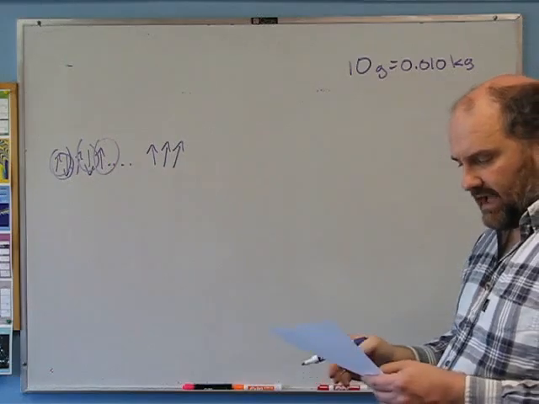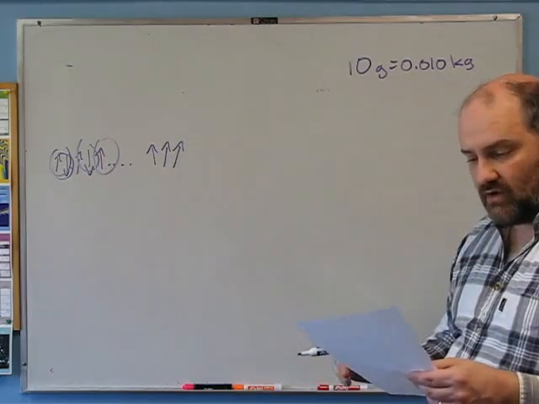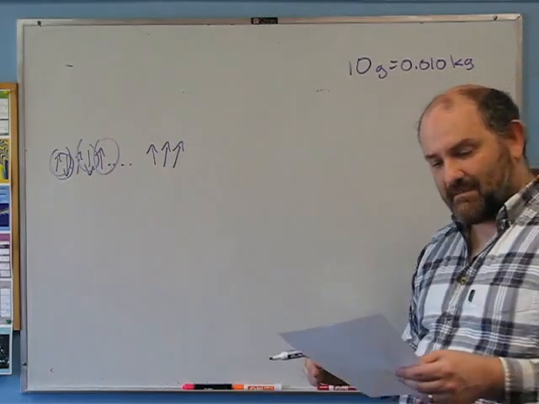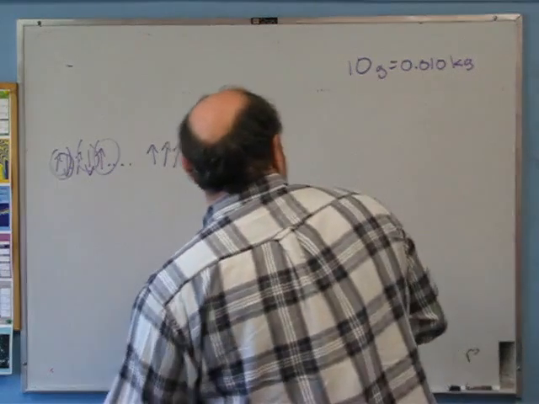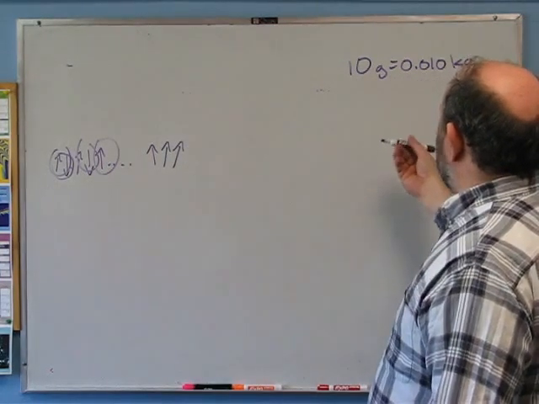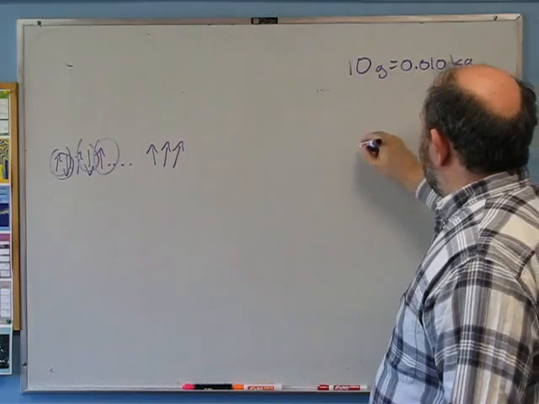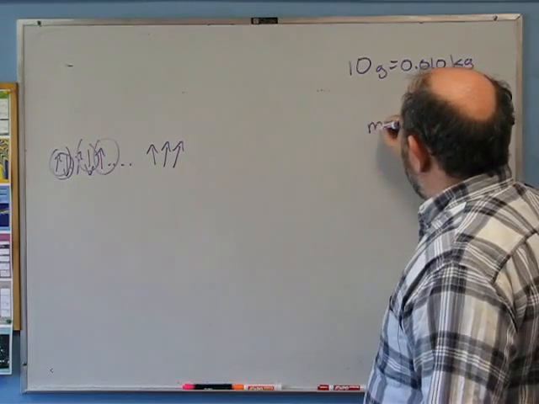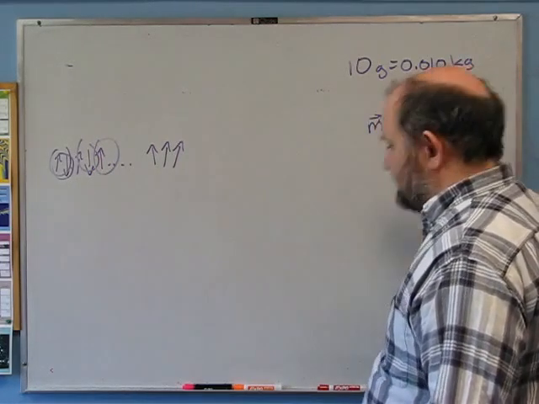Okay, if you have a 10-gram refrigerator magnet, I don't know if I spelled refrigerator right, so you have a 10-gram, or 0.01 kilogram magnet, if all of the iron atoms have their magnetic moments aligned, what would the overall magnetic dipole moment of the magnet be?